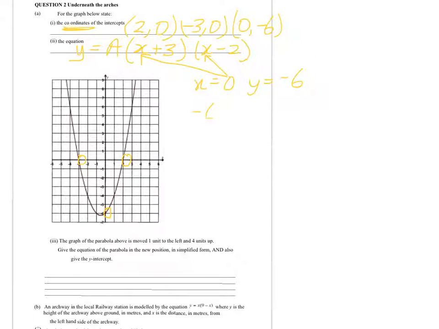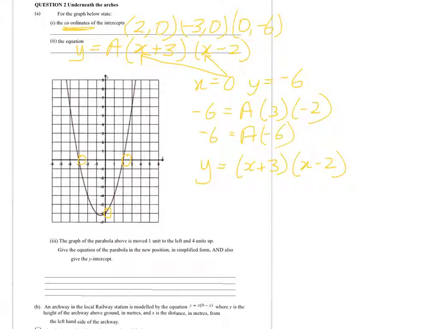-6. So -6 equals a times, when x is 0, that's going to be 3 in that bracket, and it's going to be -2 in that bracket. -6 equals a times -6. So my a value is actually 1. I don't need to write an a value for the equation. So the equation of my parabola is just a standard parabola. It doesn't have an a value that we need to write in. Works out like that.